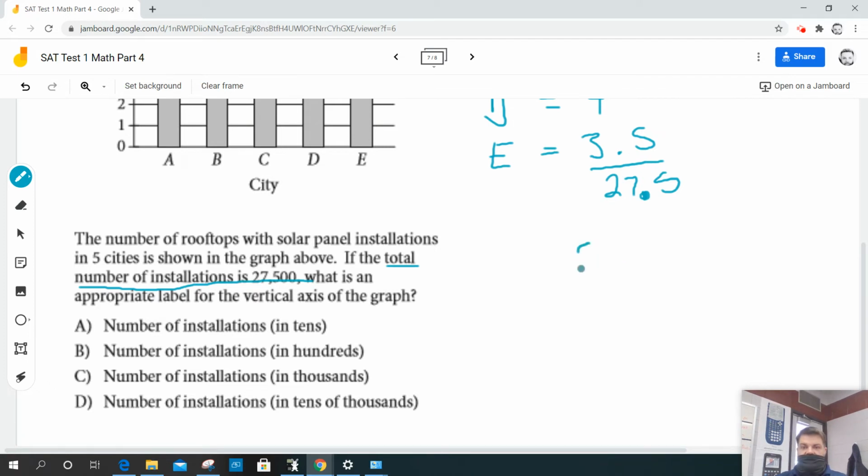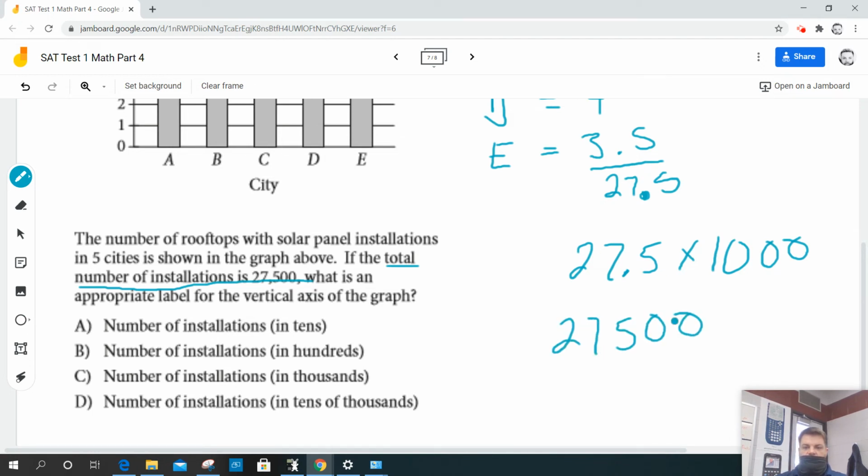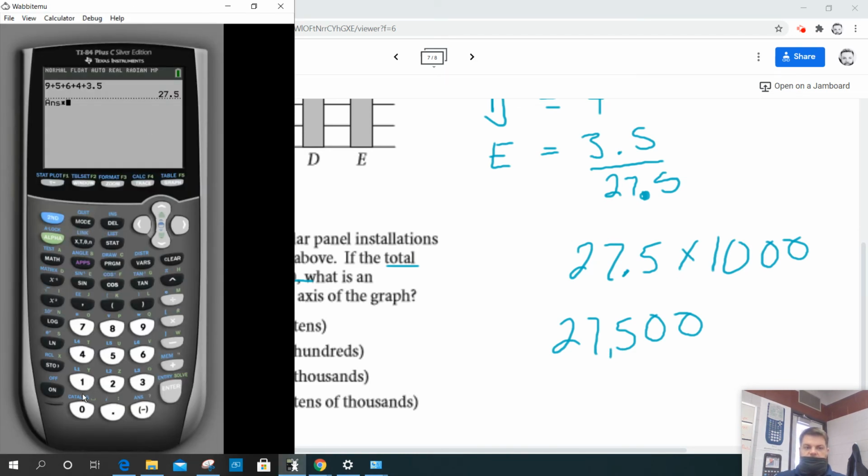Well, I think if I take 27.5 and multiply it by 1,000, I'll get 27,500. I think. How can I double check that? Just plug it in the calculator. So the number's already in there. If I take 27.5 and multiply it by 1,000, I get my 27,500.